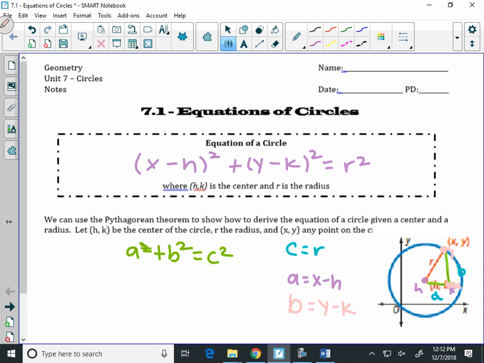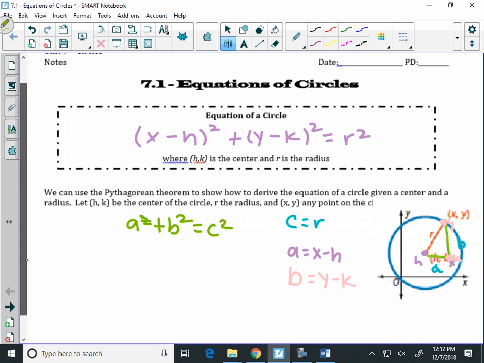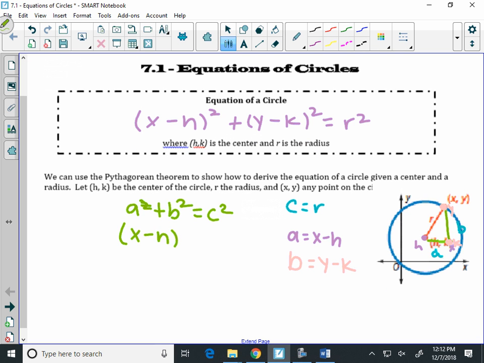And then we fill it in the Pythagorean theorem. So our a, we said was x minus h squared. Our b is y minus k, and then we square it, and we said our c was r, and we square it. That's how they came up with this formula. And it's just a general formula. So h and k are always going to be your center. Okay? And then x and y is representing any point on that circle.